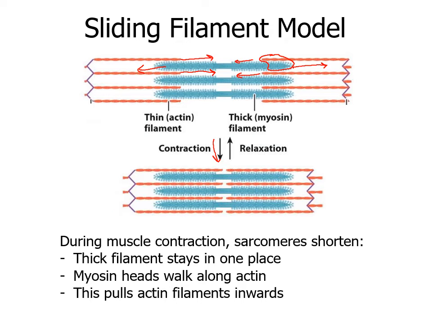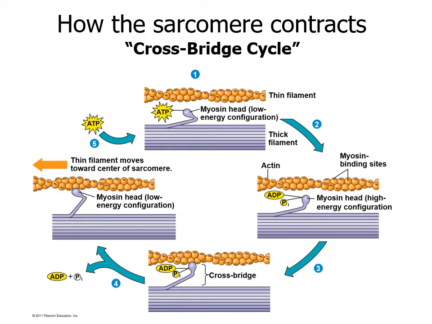All right, so it's clarified down here in these 3 bullet points. Thick filament stays in place. Myosin heads walk along the actin. So the thick filament myosin heads walk along the actin, and this pulls the actin inward. The cross-bridge cycle is part of that model. This is how things slide.